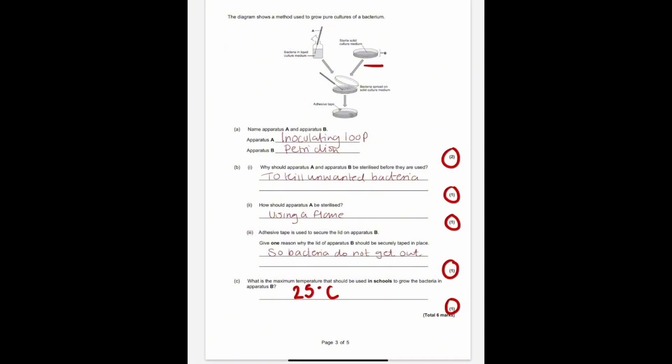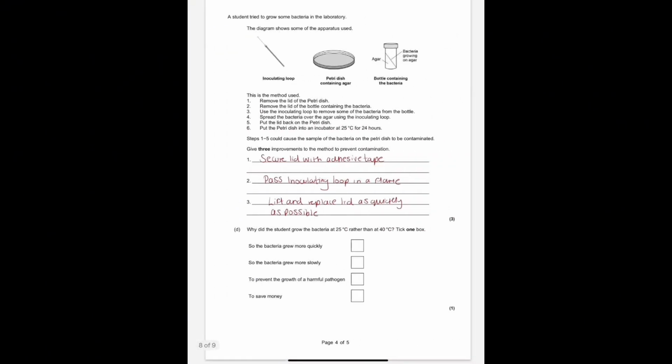Okay, let's move on to the next question. Right, so a student tried to grow some bacteria in a laboratory. The diagram shows some of the apparatus used. We have the inoculating loop, we have the Petri dish containing the agar, and a bottle containing the bacteria. Now here we have the full method. So I'm going to read out the method to you. Now, this is the method that we use.